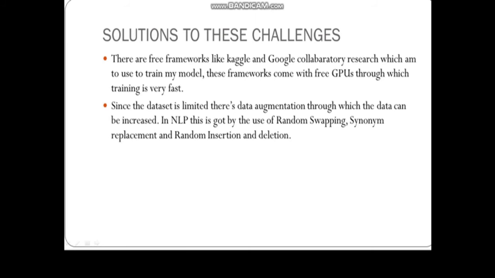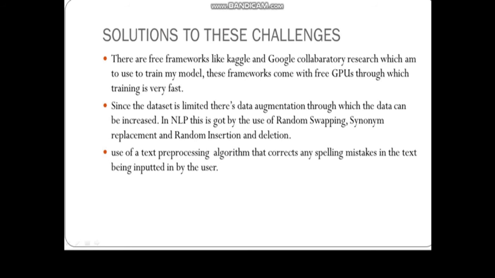The other is, remember, as I told you about, that the data is limited. So through the use of data augmentation, such as random swapping, synonym replacement, random insertion and deletion, the data could be increased so as to attain a better model. Also the use of text processing to get rid of spelling mistakes, whereby any text inputted by the user is first checked, the spellings are corrected, and the errors are fixed before training.